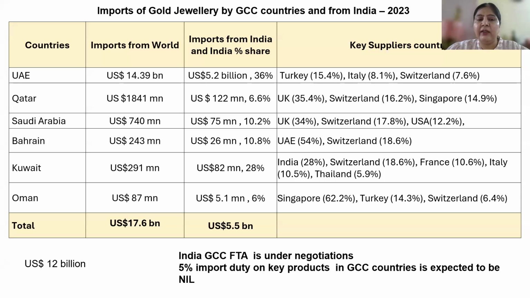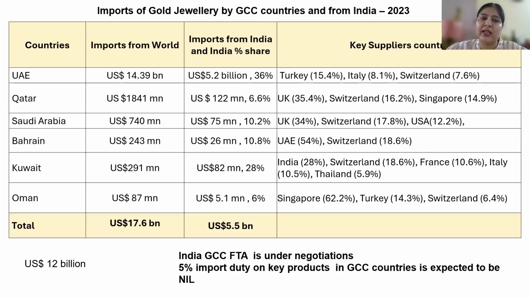And next is Saudi, like $800 million, or you can say $1 billion of gold jewelry is imported by this country, and from India it is not even $100 million. So these are certain numbers which will give you a kind of gist like how much all these countries are importing gold jewelry from the world.